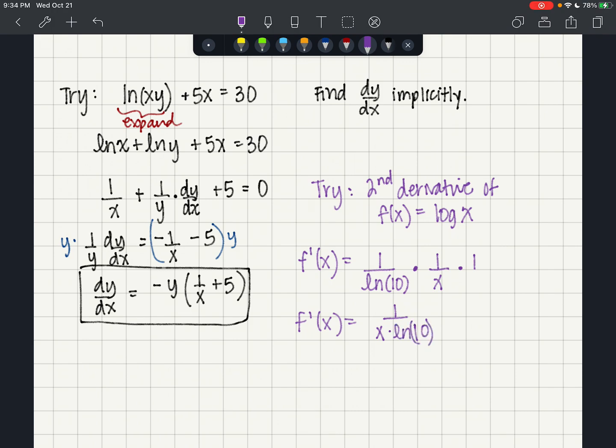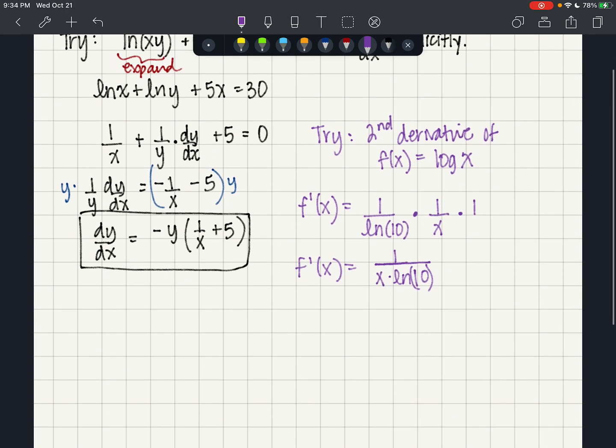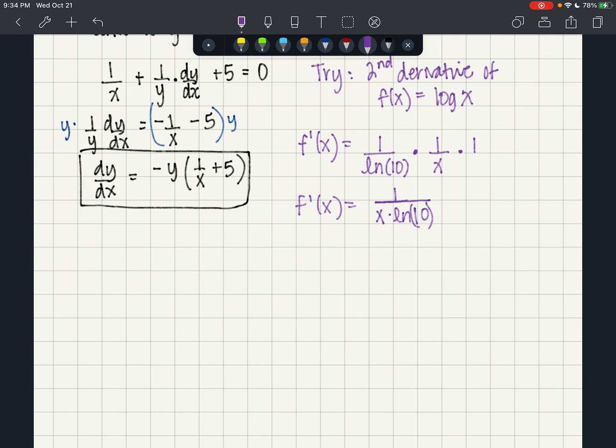Now the natural log of 10 is just some number, but we're going to write that number on the right hand side of the x, just because, like I said, it's a little bit cleaner that way. So now we need to find the second derivative. Now the second derivative is, look at it, it's pretty cool.